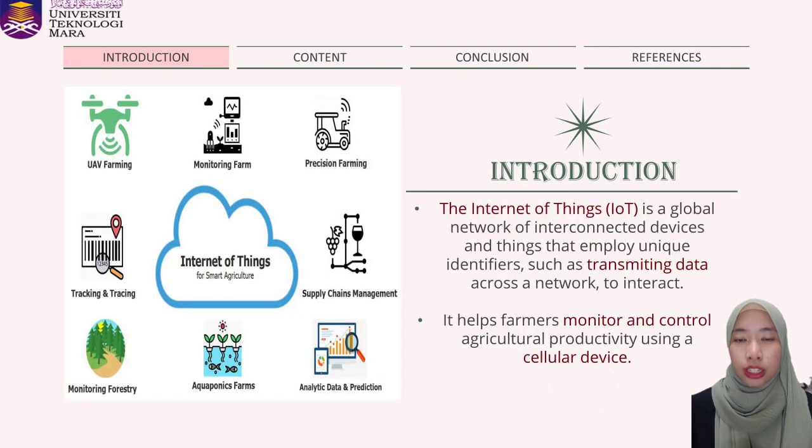In addition, now we already have Internet of Things (IoT) that employ unique identifiers such as transmitting data across a network to interact. This will help the farmers to monitor and control their soil quality with a cellular device.